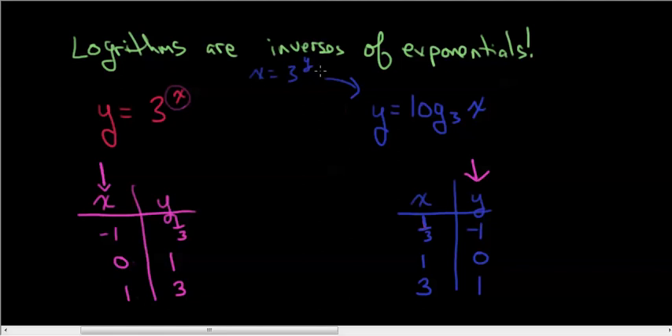All right, how did we write an inverse? We switched the x and the y. So how do I find my points? I switch the x and the y. Instead of -1, 1/3, the point is 1/3, -1. Instead of the point 0, 1, the point is 1, 0. Instead of the point 1, 3, the point is 3, 1. All right, so let's do a quick graph of one of these.